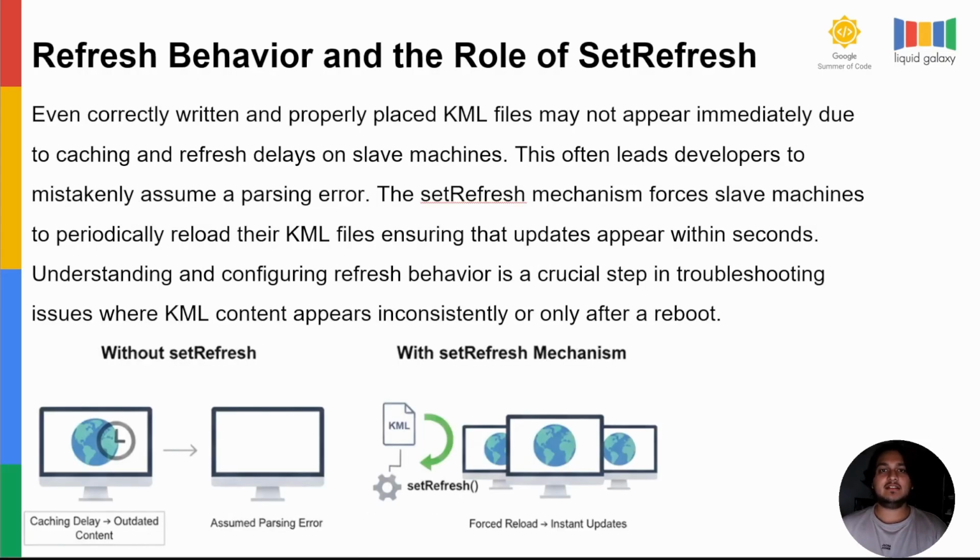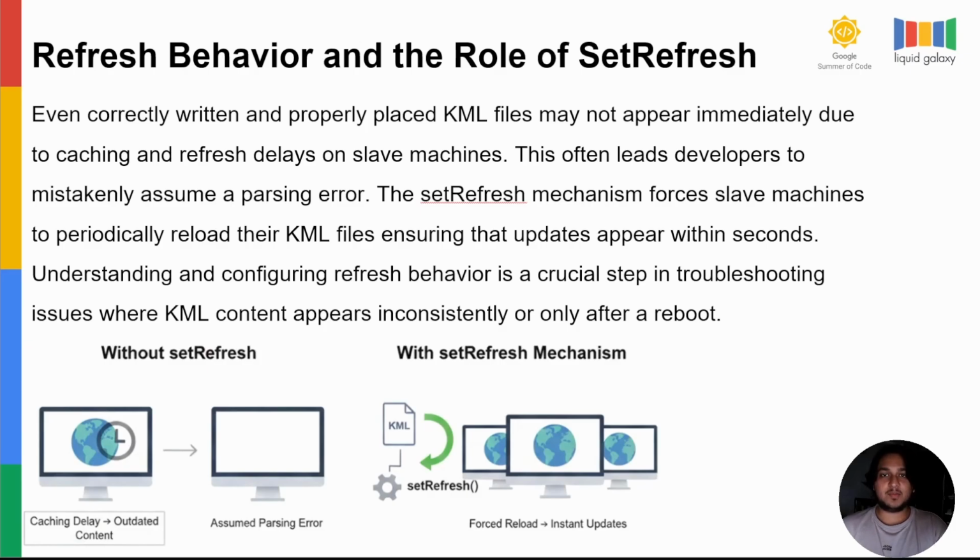Now let us look at the refresh behavior and the role of the set refresh mechanism. Even when a KML file is written correctly and placed in the correct directory, it may not appear immediately on the screens. This happens because Google Earth caches previously loaded files, and the slave machine may not reload the file instantly after it changes. This often leads developers to wrongly assume that there is a parsing error, when in reality the system is displaying outdated content.